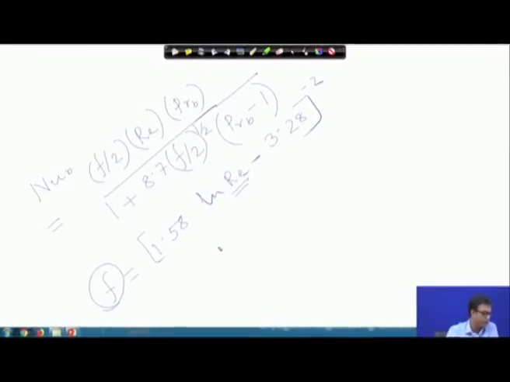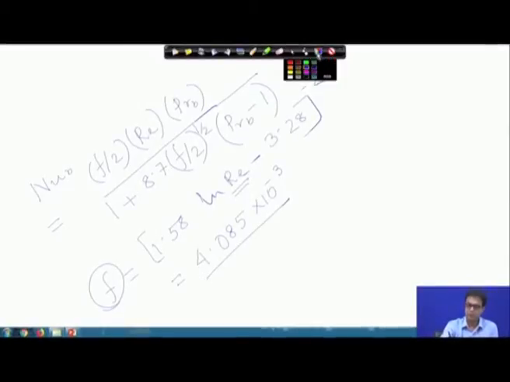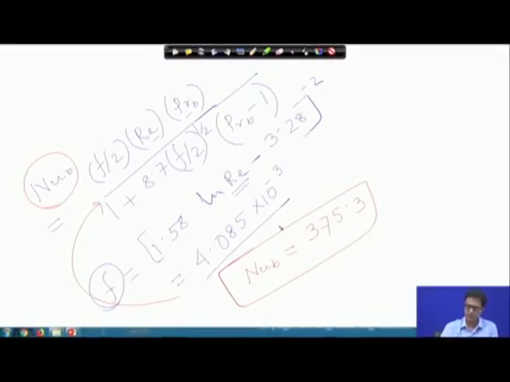So, f will come out to be 4.085 into 10 to the power minus 3, and this value will be substituted into that earlier equation, where we know f, we know Re, we know Pr, and we will be able to find out this Nusselt number. So, this Nusselt number Nu_b is equal to 375.3. If you evaluate it, you will be able to find it out.